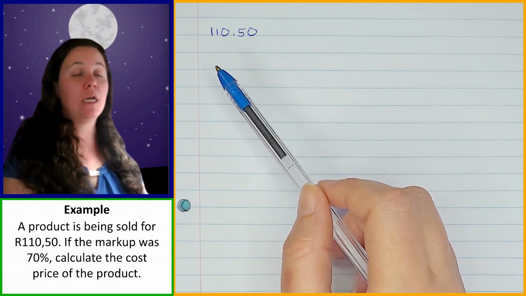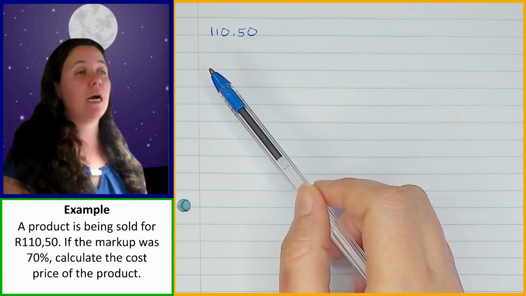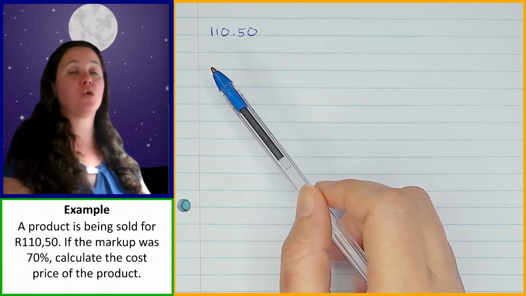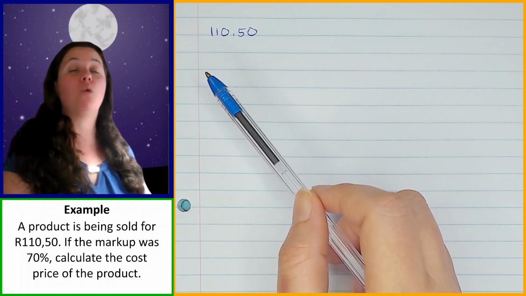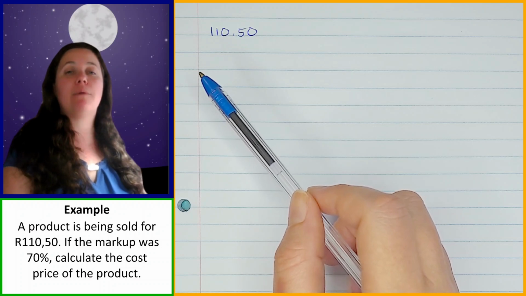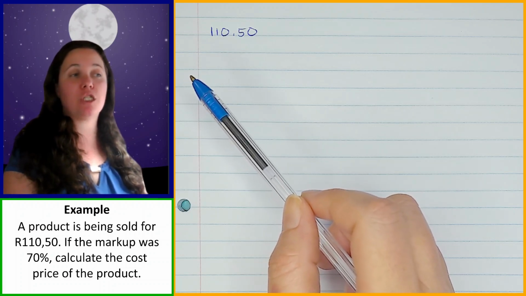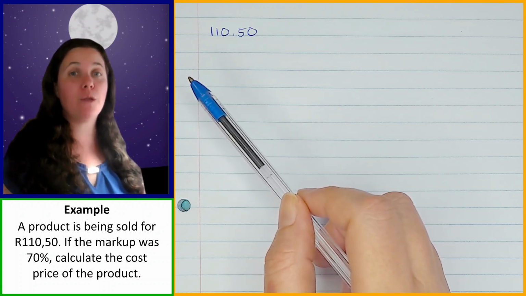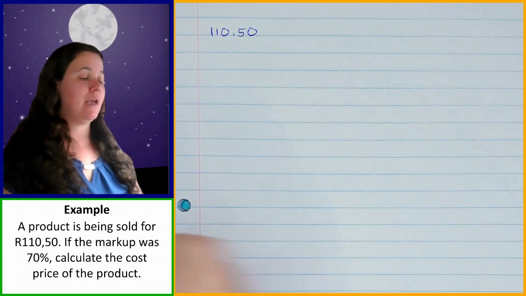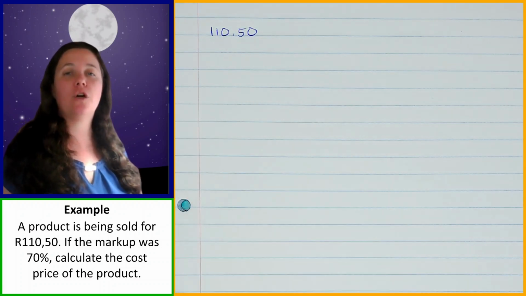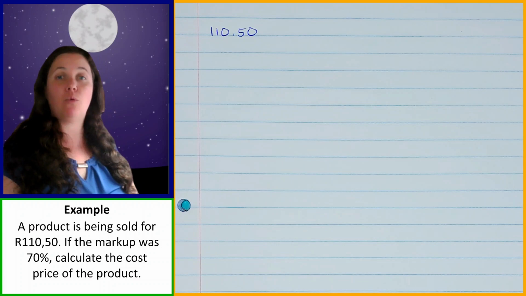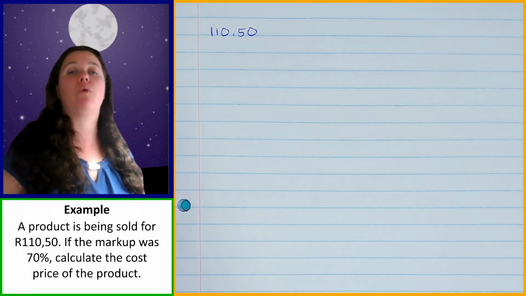That's the selling price. They tell us that the markup was 70%, and we need to work out what the cost price was, which was the amount before the 70% was added. So we want to work out the amount before the percentage change happened. Then the easiest way to do it is to look at it and say, divide by what we have and multiply by what we want.